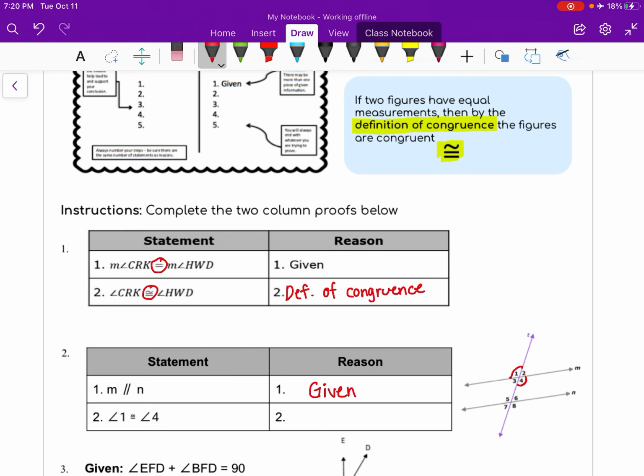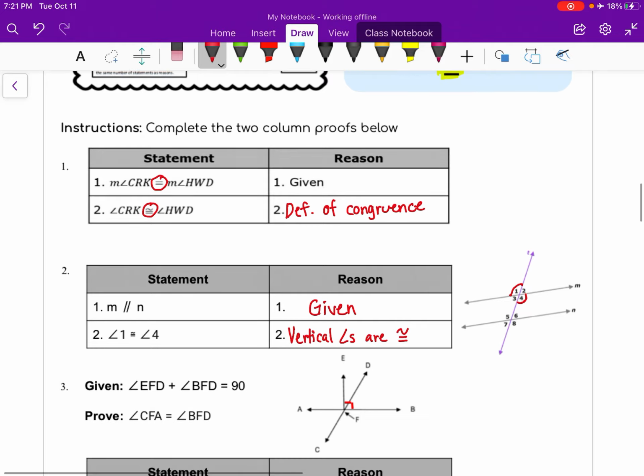Since these 2 angles are directly across from each other, that means that they are vertical angles. And we know from what we learned in Unit 1.3 that vertical angles are congruent. So our reason here is that vertical angles are congruent. And that completes proof number 2. Let's move on to number 3.